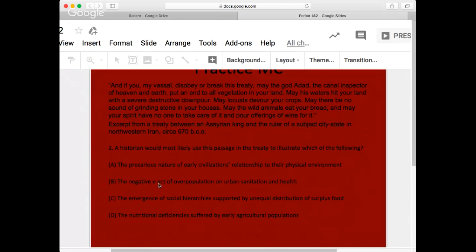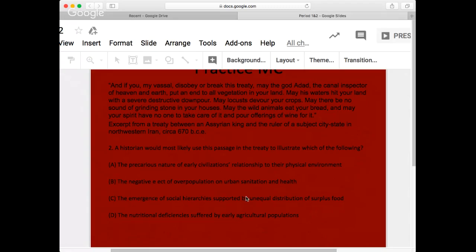B, the negative effect of overpopulation on urban sanitation and health. Sorry, there's not two F's there, I didn't type them in. So this didn't really talk about sanitation or health. It talks about a lot of ruining things, but not about how healthy people were. So I would cross B out.